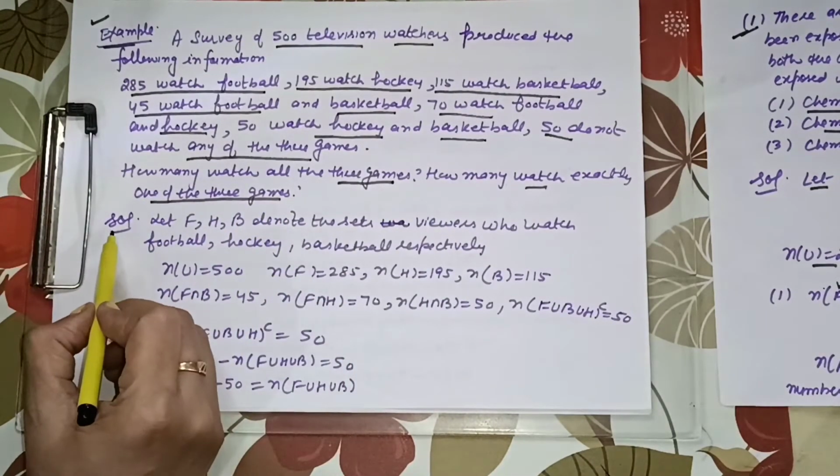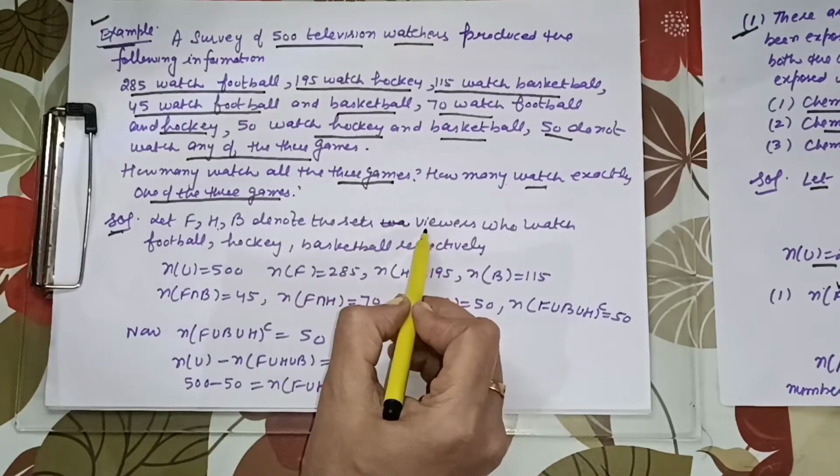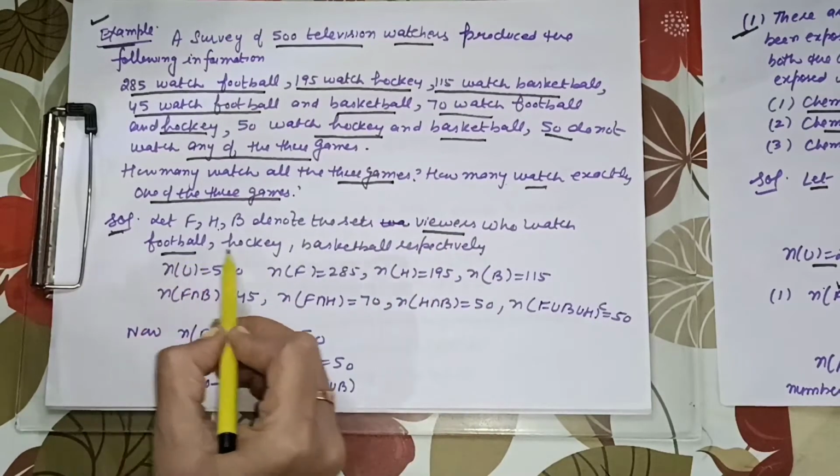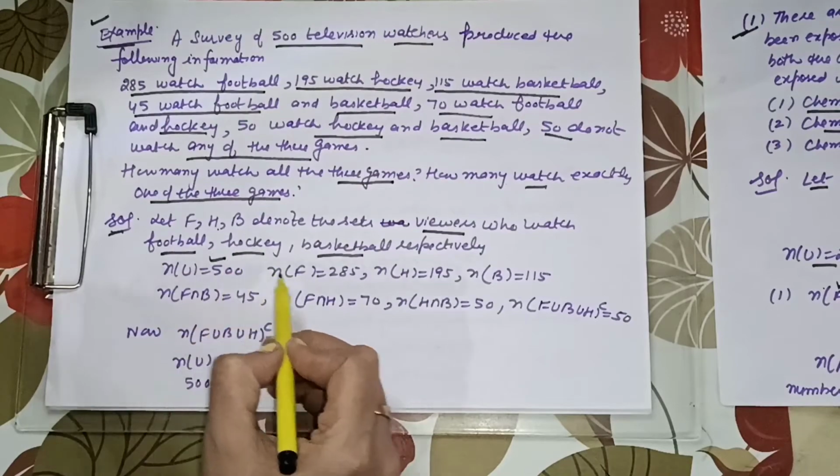So how will the solution be? I have supposed F, H, and B for the viewers who watch football, hockey, and basketball. The universal set is given as 500.